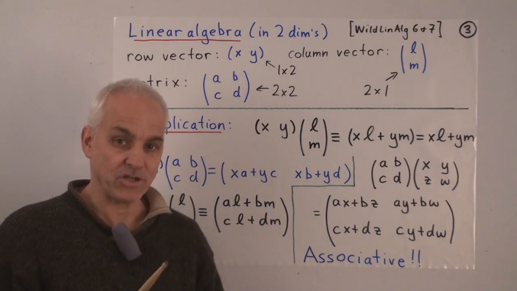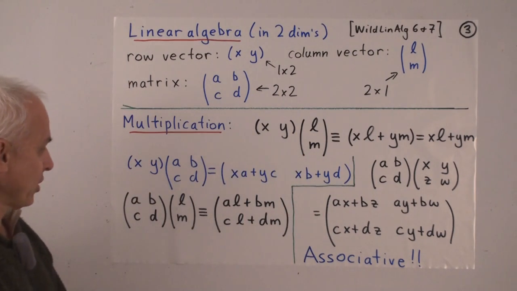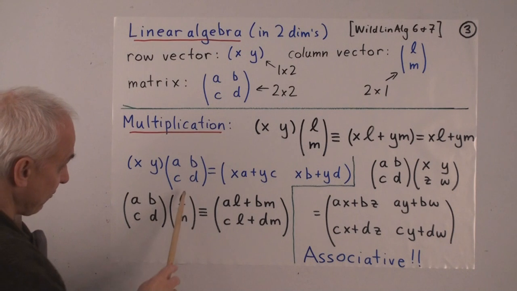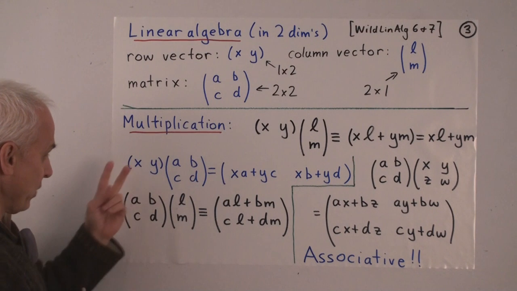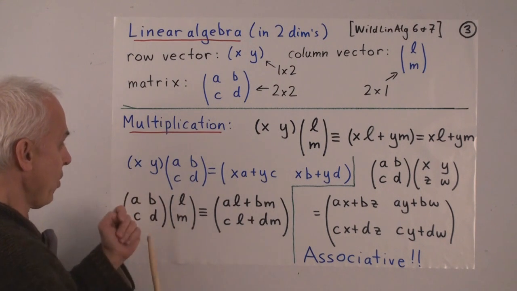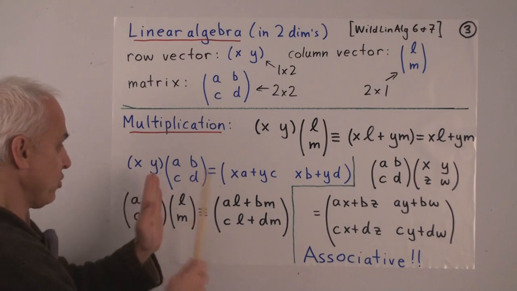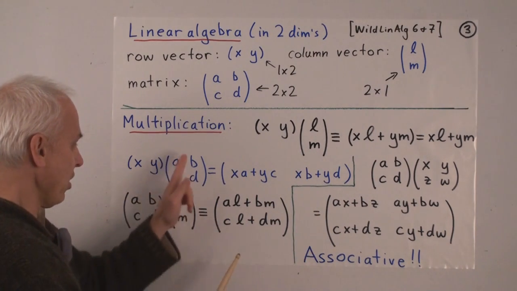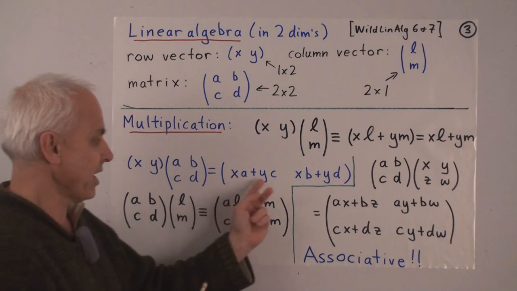Now, any other multiplications are built up from that basic operation. So for example, if we want to multiply this row vector by that matrix, we think of this matrix on the right here as being two column vectors, that one and that one. So we can multiply this row times this column, just like that. That's xa plus yc. Or we could multiply it by this column, xb plus yd. And we put those two possibilities down in a vector, right beside each other, just the way these columns are beside each other. So that's the product of a row vector times a matrix is another row vector.